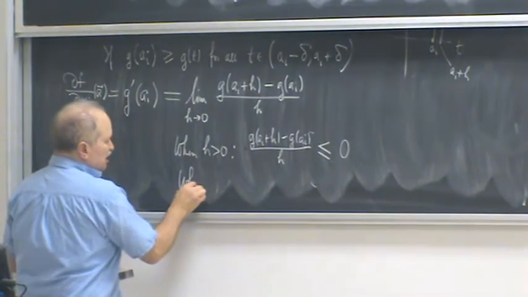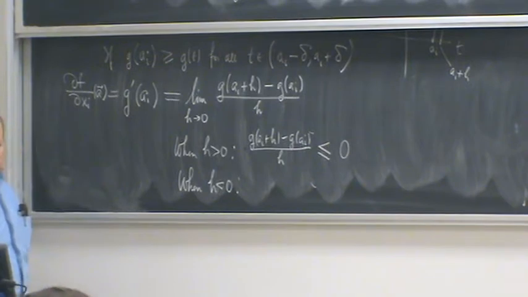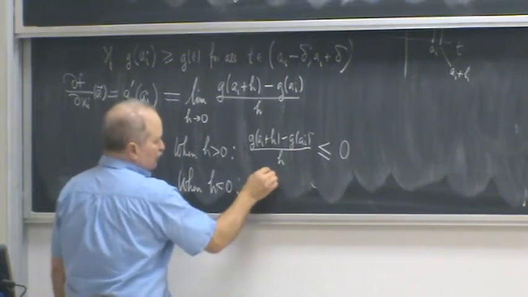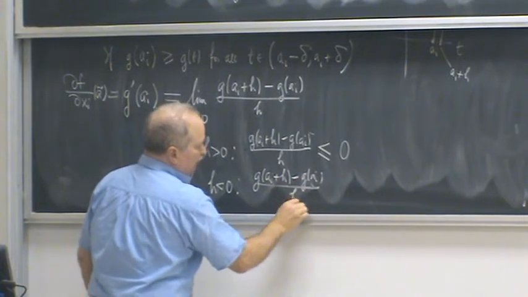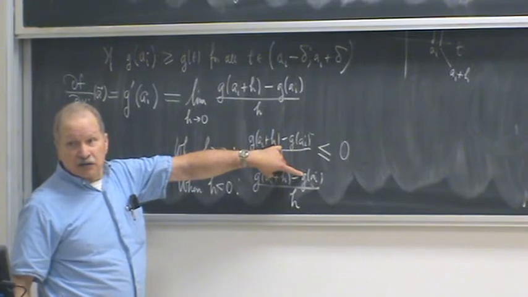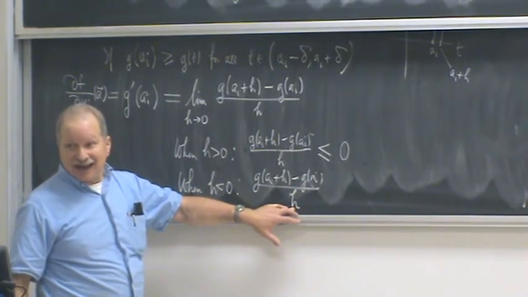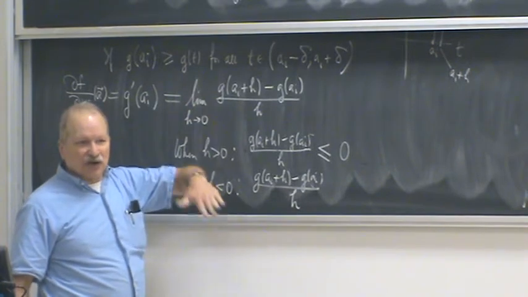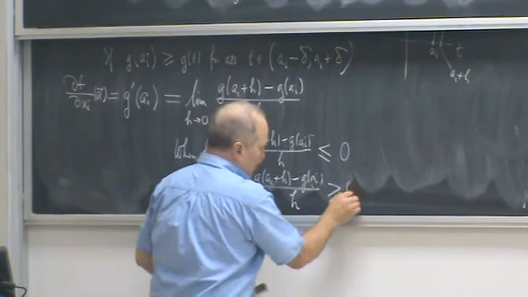When h is less than 0, what happens? Greater than or equal to 0. Why? Because it's decreasing. The numerator is still less than or equal to 0, and the denominator is now negative. Negative over negative is positive, so it's greater than or equal to 0.